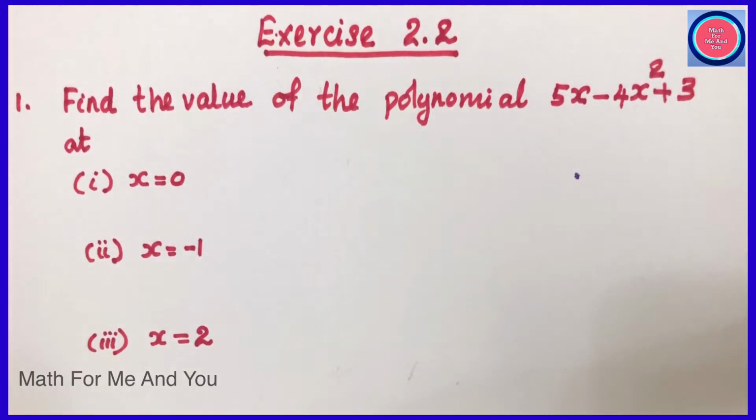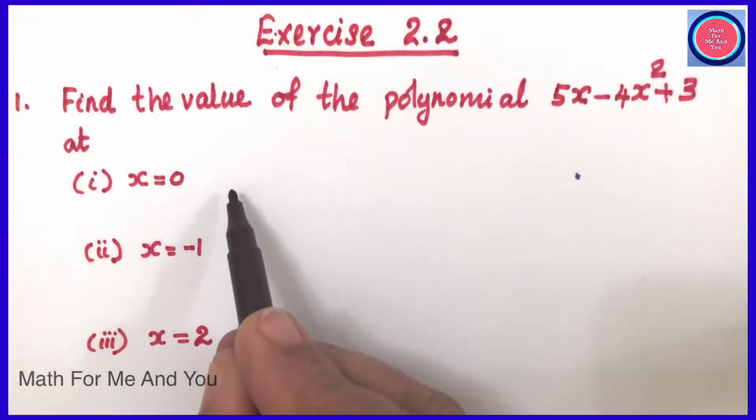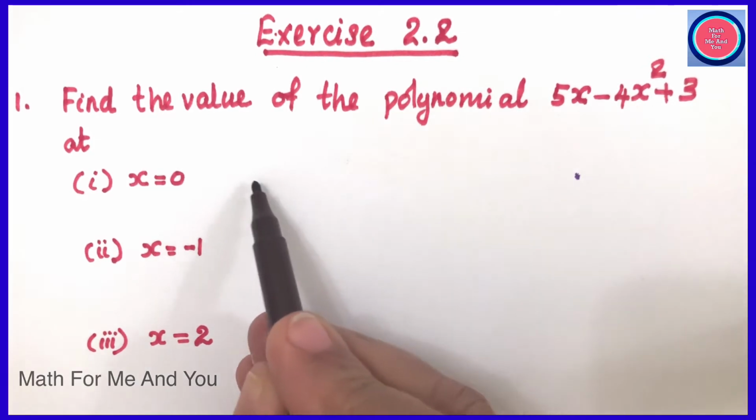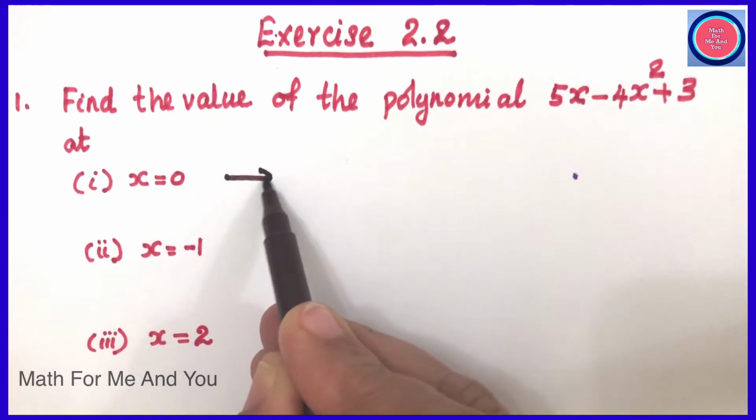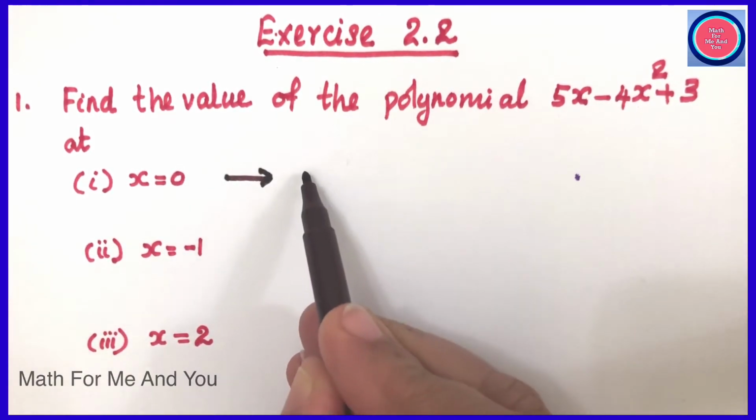We are discussing exercise 2.2. Question number 1. Find the value of the polynomial 5x minus 4x square plus 3 at x equals 0, x equals minus 1 and x equals 2. How to find the value? If we want to find the value of a polynomial, replace x with the given number. If we want to find the value at x equals 0, change x with 0 and find what answer we get from the polynomial.